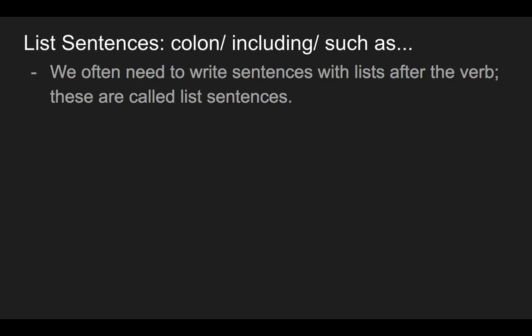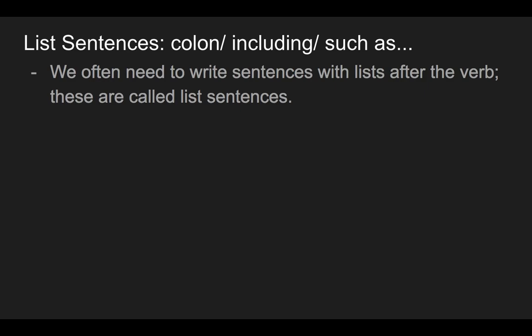All right, moving on. So this is the third type of new sentence, what we call a list sentence. And there are three different ways that we can start a list. We've got a colon, which is a punctuation mark, including, or such as. These are all ways for us to introduce to our reader, hey, I'm about to list off a whole bunch of things that are in the same group or same category. So we often need to write sentences with lists after the verb.